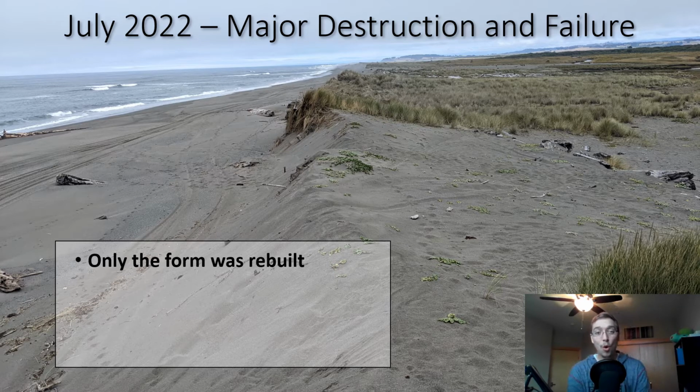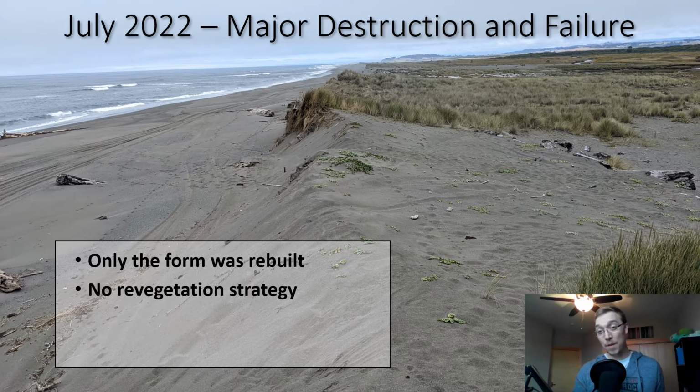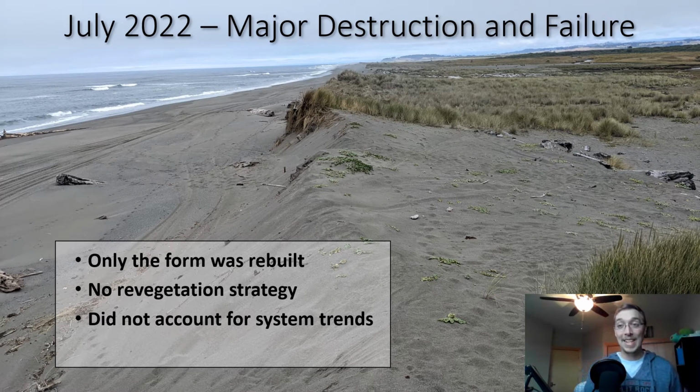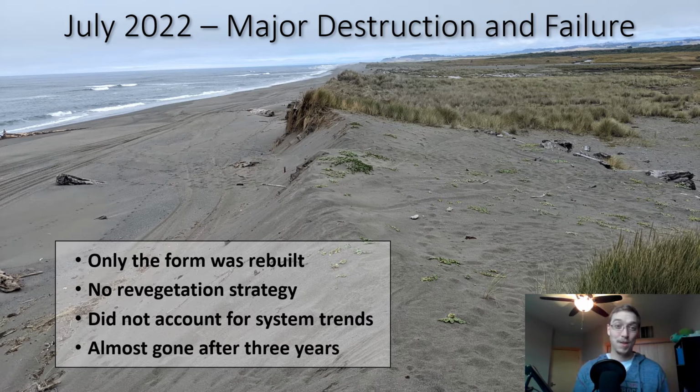Why? Well, only the form was rebuilt. There was nothing else going on here. No revegetation strategy was employed. They didn't account for the system trends. So this is a really erosive part of the coast, and they wanted to basically just create and maintain a levee. They just wanted something to prevent erosion further inland. So they didn't really consider what the geomorphic and ecosystem trends are supposed to be. So after about 3 years, this project was basically a failure.